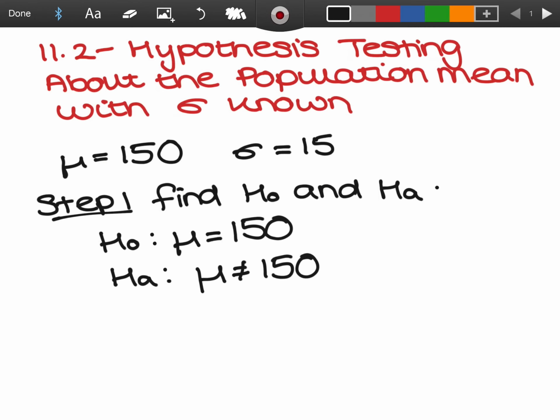When you get this, as we said, this is a two-sided alternative hypothesis. Another way of wording this is to say that it is a two-tailed alternative hypothesis. Whenever you have something that is not equal to, it is two-tailed. So it's either two-sided or two-tailed. There's a reason why I'm saying this, and you'll see it in a minute.